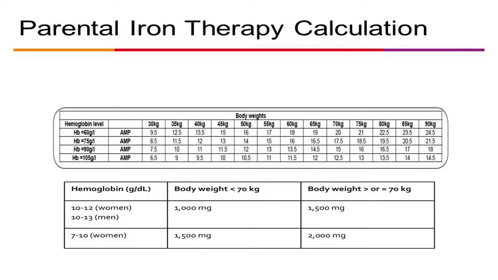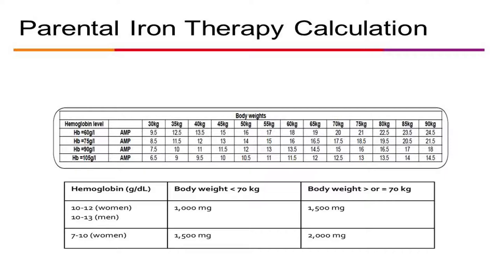Usually we depend on the hemoglobin level. For example, if we have a patient with a hemoglobin level of 10 and a body weight of, for example, 40 kilogram, the patient would need approximately 10 ampoules of iron. The iron per ampoule is 100 milligram. In each session we give 200, so the patient would need a maximum of 10 sessions, because in each session he would need 200 milligram, all right?